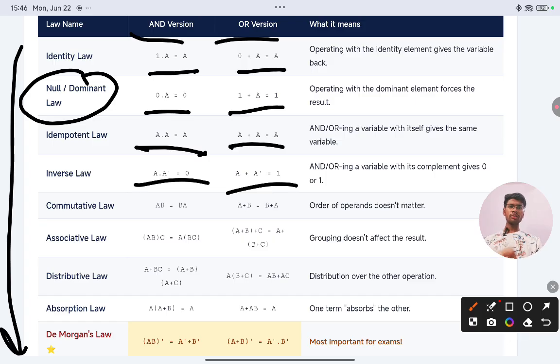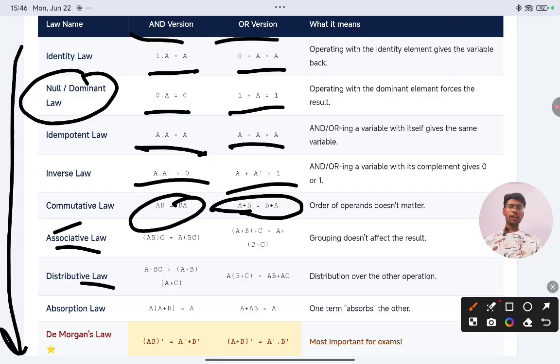Commutative law. This is basic maths: commutative, associative, distributive. AB equals BA, and A plus B equals B plus A. Associative law: (A into B) into C gives A into (B into C). In the OR version, in the logical addition, (A plus B) plus C is equal to A plus (B plus C). We know this grouping doesn't affect the result. In commutative law, the order of operands doesn't matter.